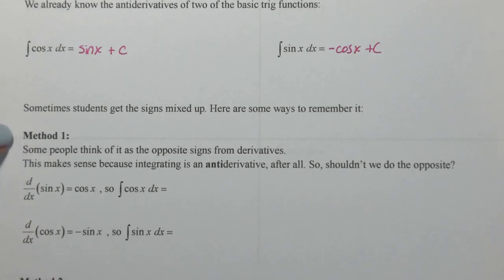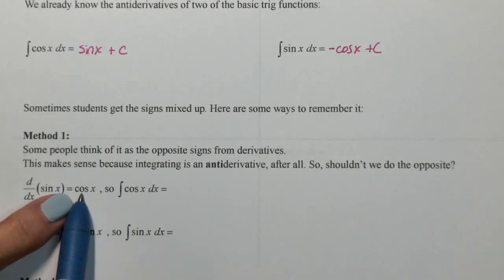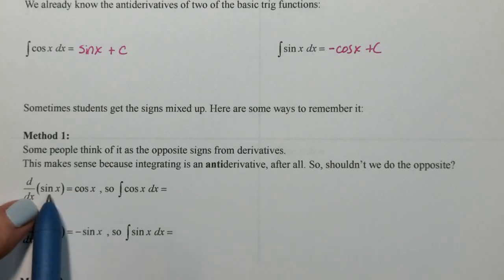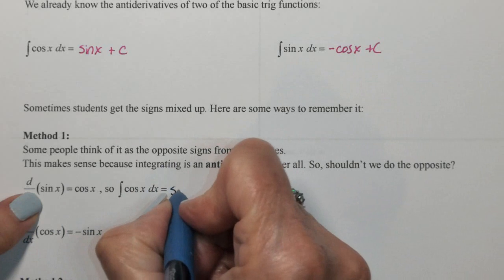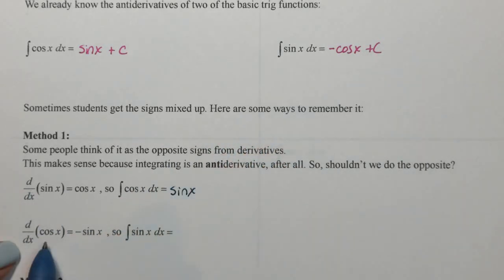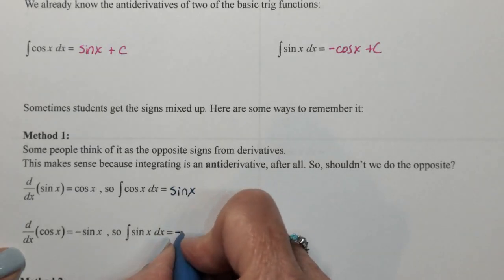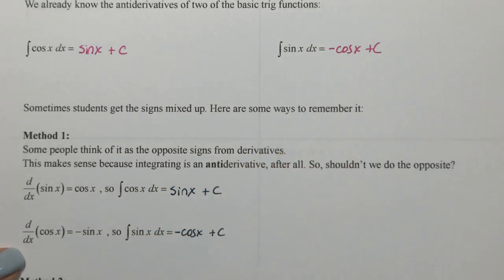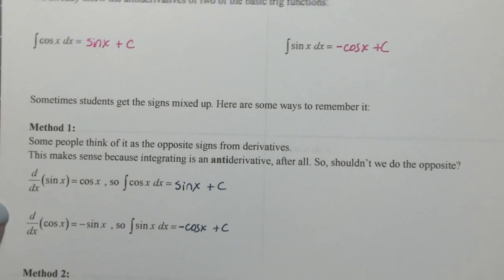So method 1 of how to remember this is just to remember that it is an antiderivative. Okay? The derivative of sine of x is cosine of x, which means if you integrate cosine of x, you should get sine of x. The derivative of cosine of x is negative sine of x. So if you're integrating sine x, you should get a negative cosine of x, plus c on both of those, of course. Alrighty? That's one way to think of it.